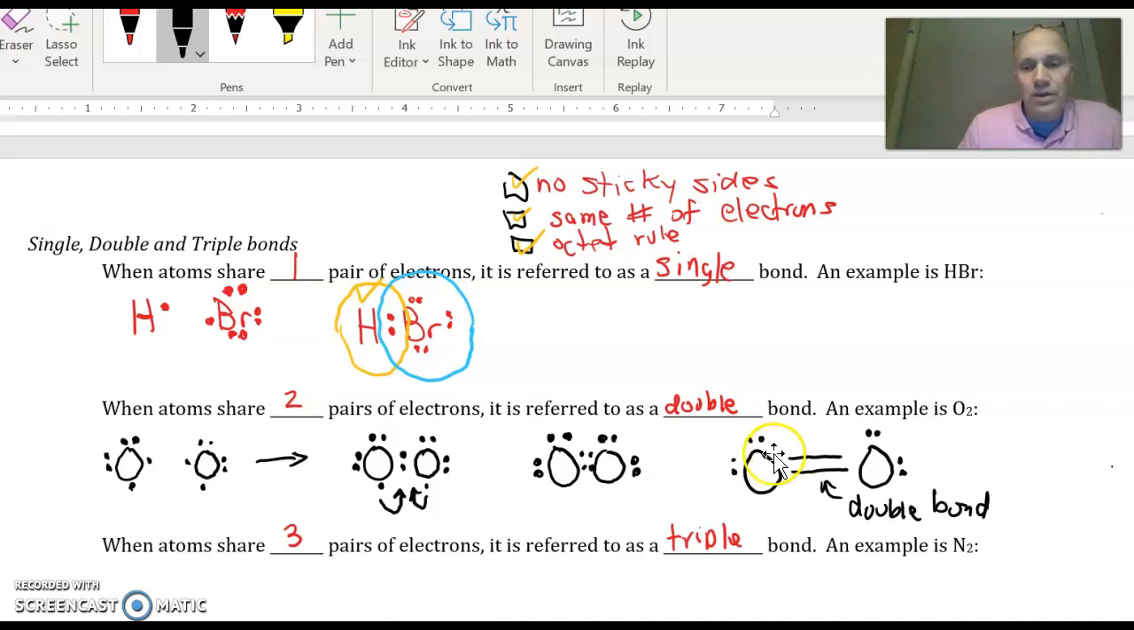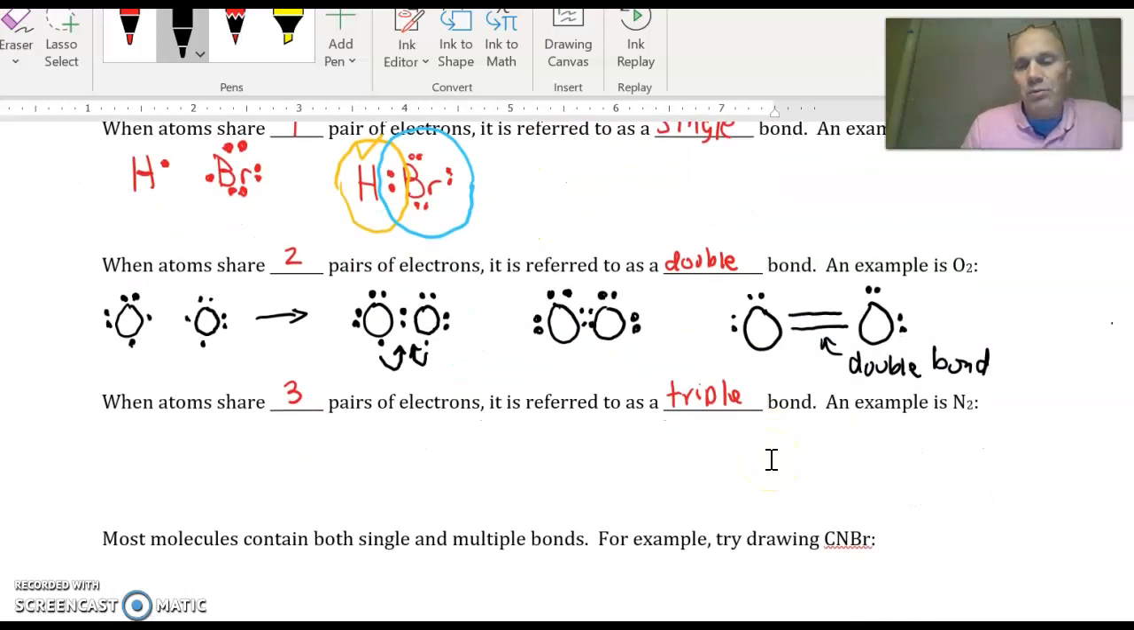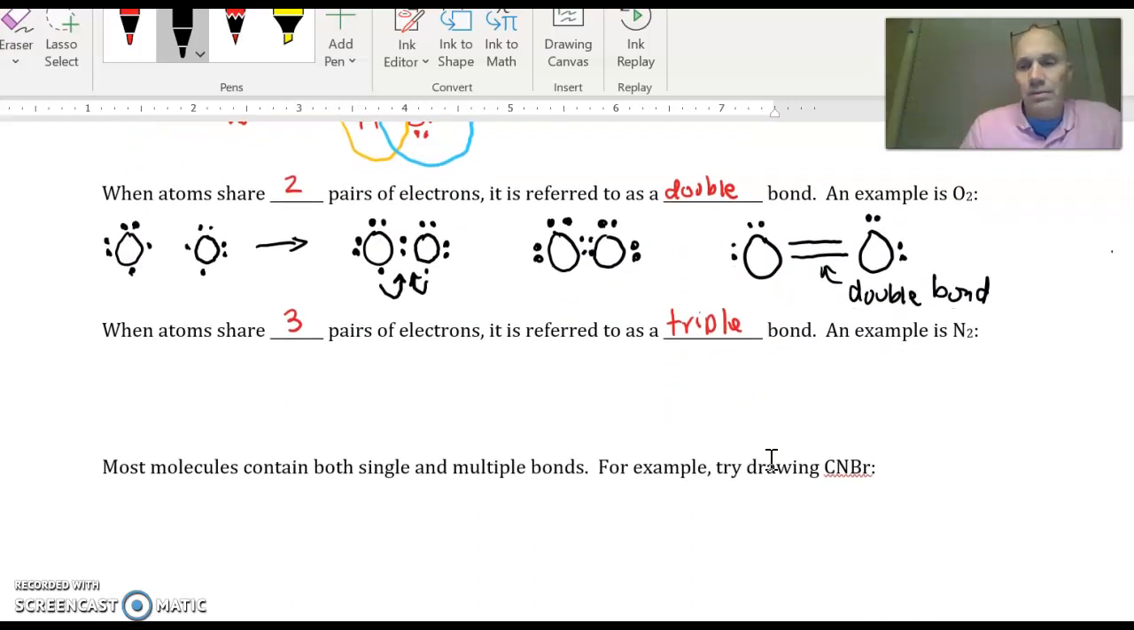The last one's a triple bond, and we're going to demonstrate that with a nitrogen molecule. Again, the first thing that you want to do is to lay out your molecules, and we're going to put these guys side by side. And the first thing we're going to do is pair up these 2 sticky sides to make a single bond.